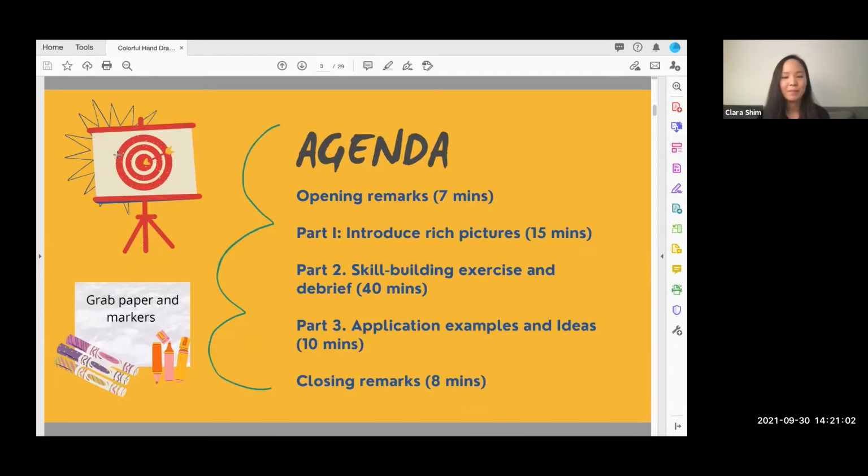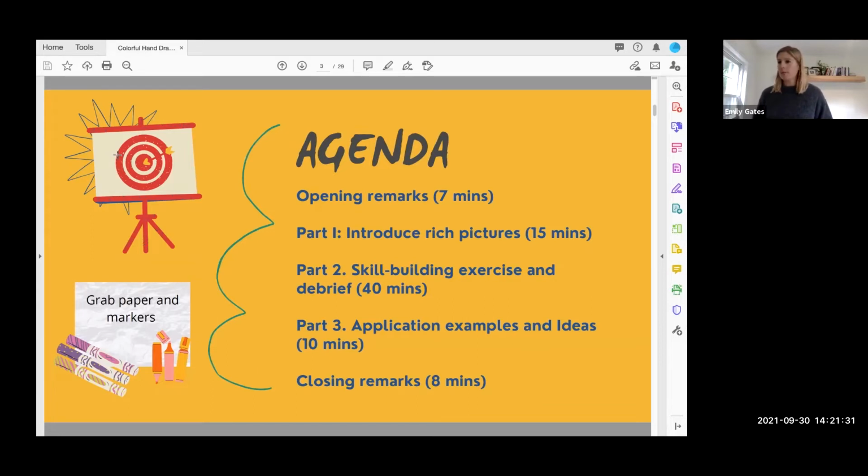Okay, so we had a few opening remarks already. And then the first part of our session, I'm going to talk us through what rich pictures are, give you a sense of their background, their origin in the system sciences fields, and then also give you some information about how you can use them. After we go through, I'm going to talk about some of the assumptions behind them as well. That'll be part 1. Part 2 will be this skill building exercise, and Aileen will lead that section.